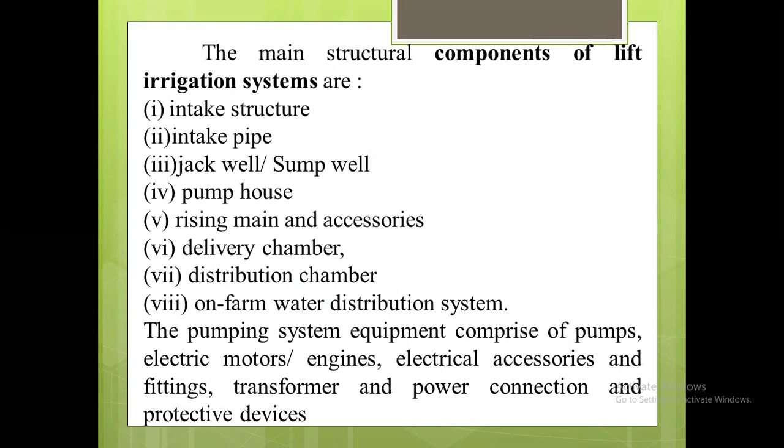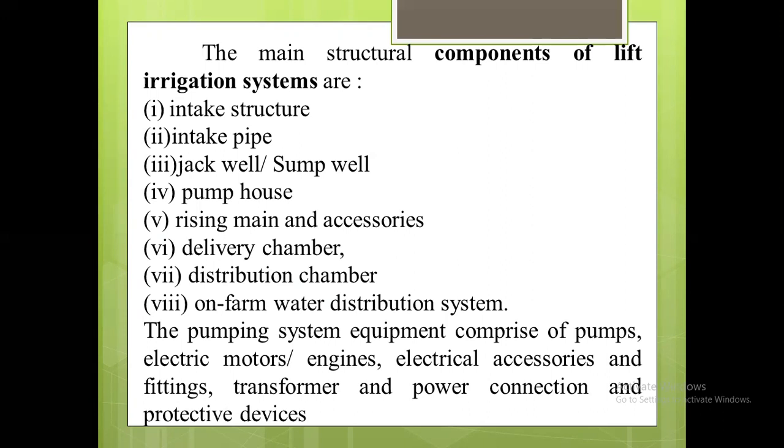The intake pipe connects the intake well to the jack well or sump well. It diverts the water which is collected in the intake well into the jack well or sump well. The next component of the lift irrigation system is the jack well.